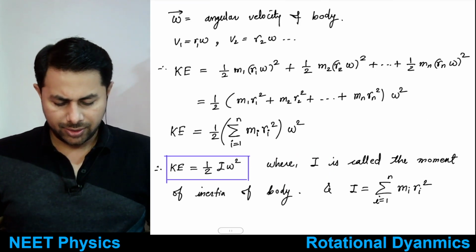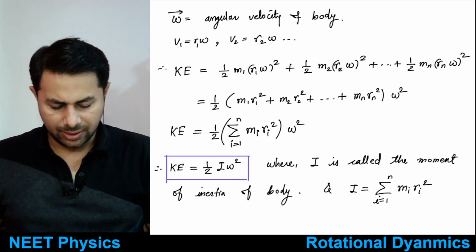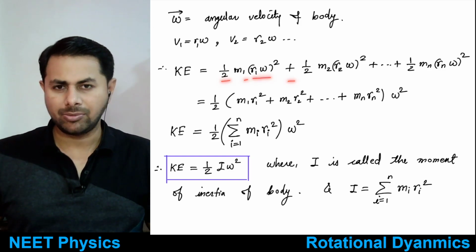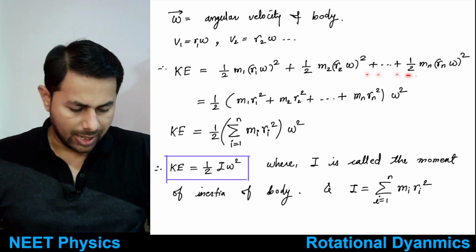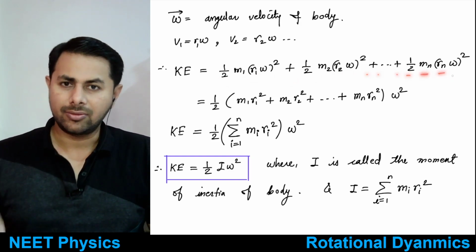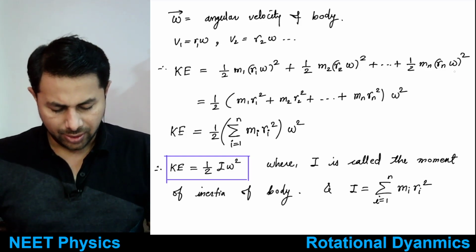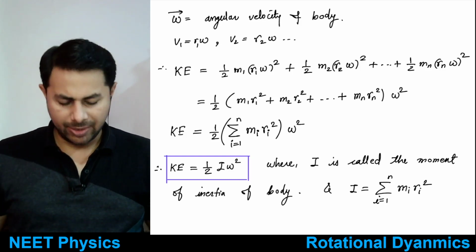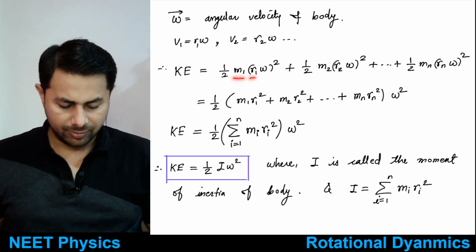Okay, so then if you substitute v is equal to r times omega, then we get half of m1 into r1 omega square plus half of m2 times r2 omega square plus so on and so forth, half of mn multiplied by rn omega square. Okay, and in this what we can do is we can take half and omega square common, right? If we take half and omega square common, so what do we get from here? m1 r1 square, right? It will be square of r1 and square of omega.